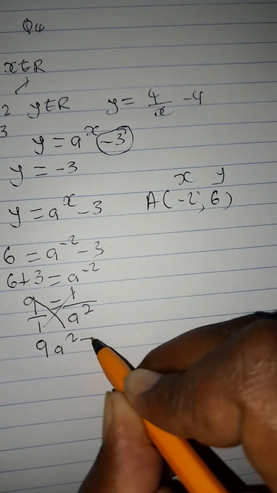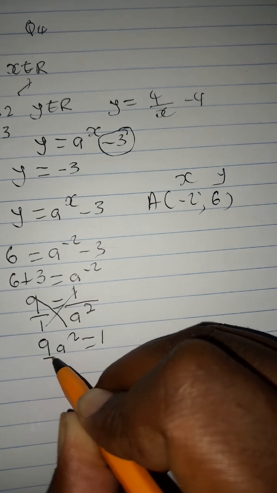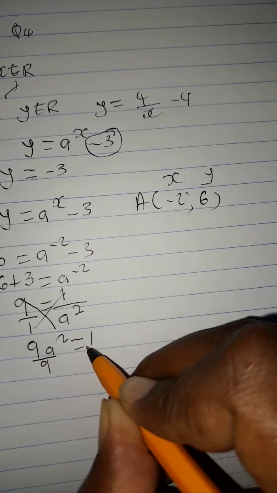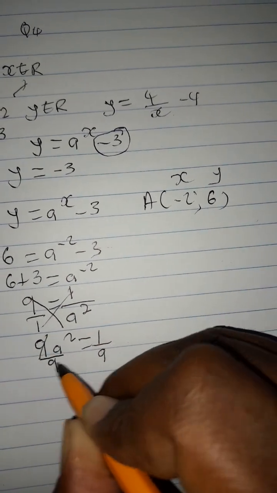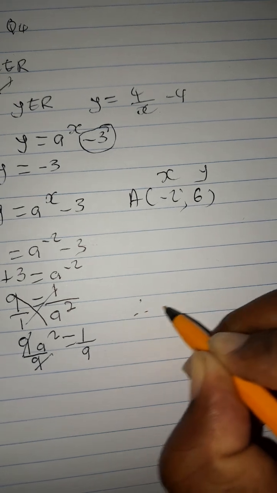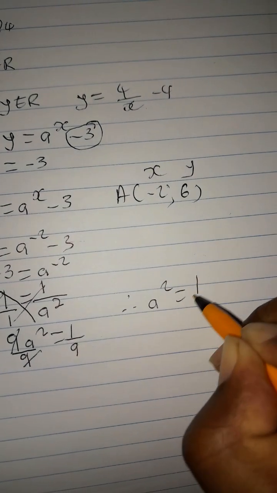What is 1 times 1? It's 1. We will then divide both sides by 9. Then this and this cancel. What are we left with? It's a squared. So it goes to 1 all over 9.